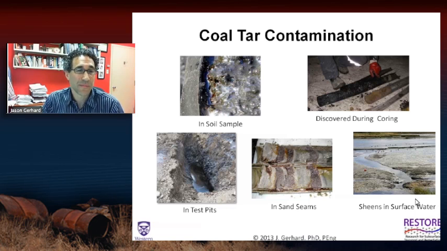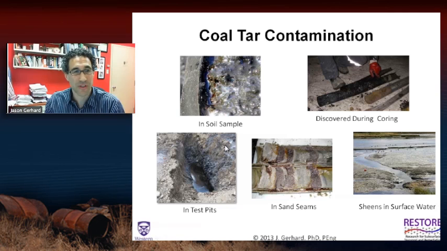So here you see some classic examples of where we see coal tar contamination, for example. Here you see the typical black liquid that appears in excavated soil samples. Here's a sample of a core that we took at one of the sites we were working on. You can see it's completely contaminated with black, thick, gooey liquid.